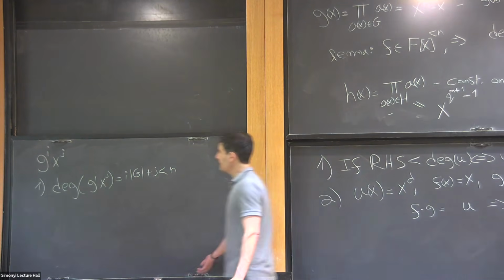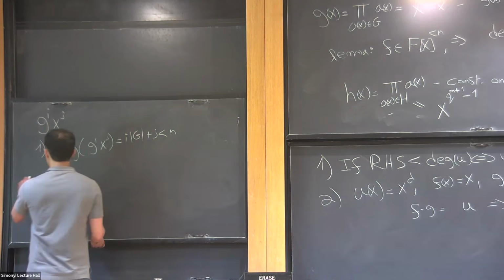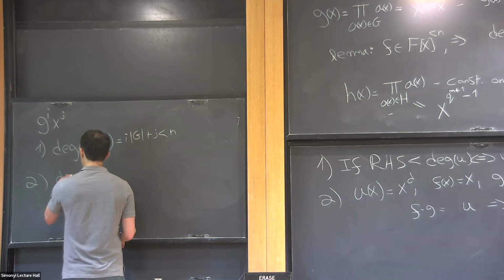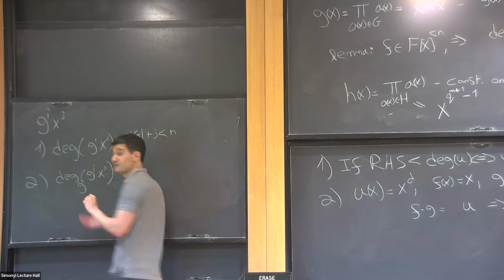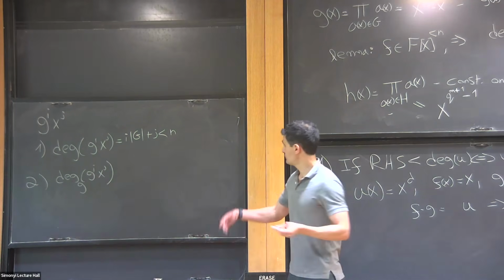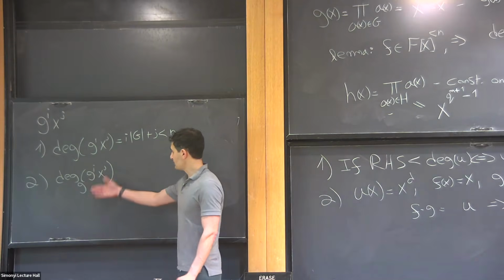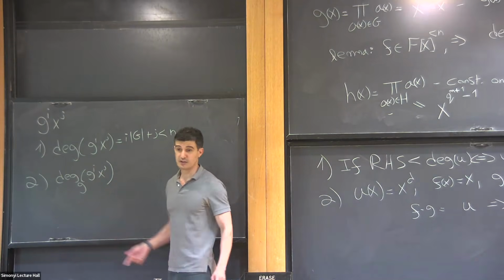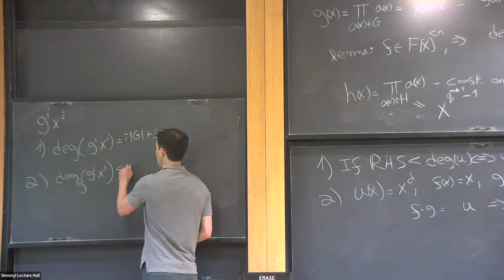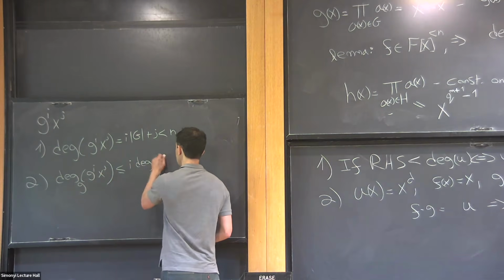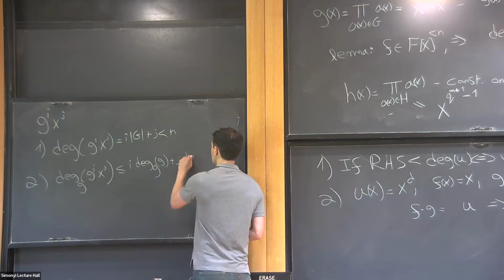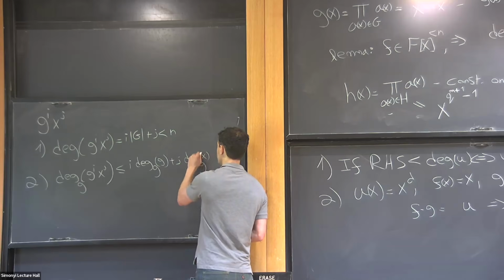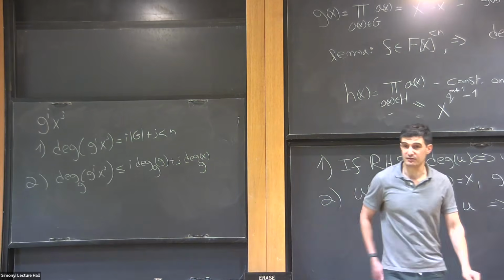The second constraint is that we want the g-base degree of g^i x^j to be small. But now I can use, before I require this, the subadditivity of the g-base degree. This is at most i times the g-base degree of g plus j times the g-base degree of x. This is by just subadditivity.